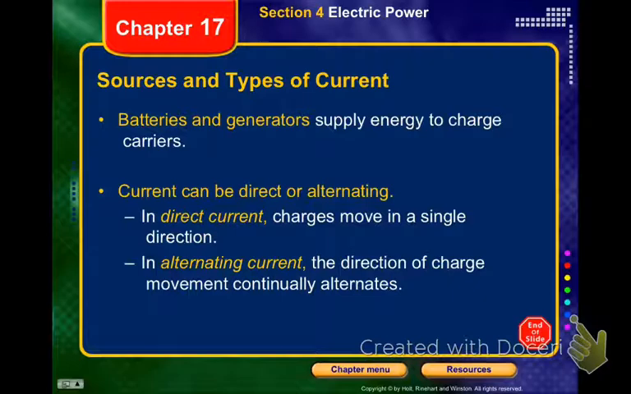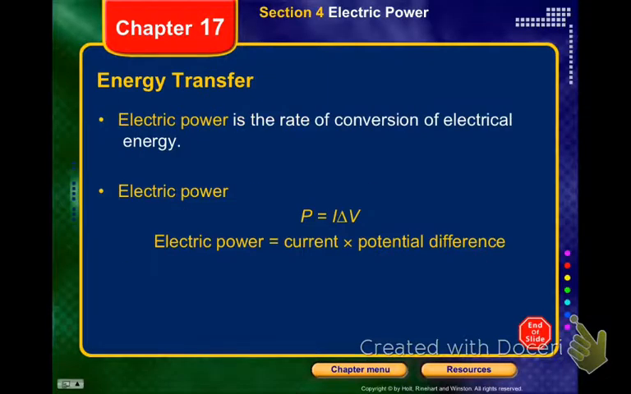Electric power, another equation. So we've looked at, so far, current, then we looked at resistance, and now we're looking at power. We use a capital P for power. It is current times your potential difference. What unit do you think we use for power? We use watts. Capital W for watts.